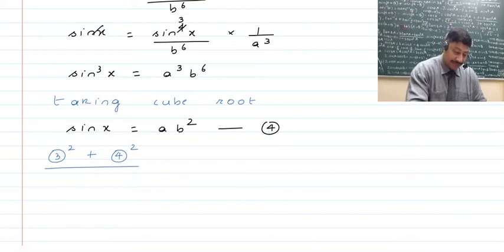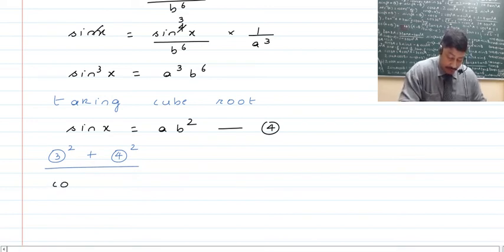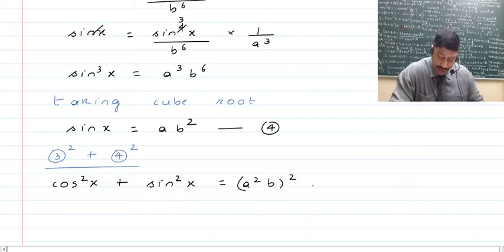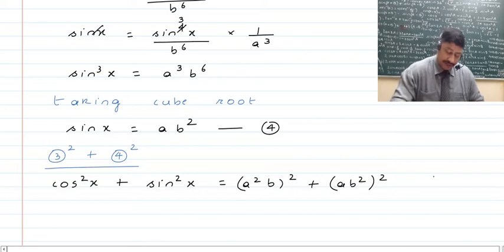Now when we do this step next, we have cos square x on the left hand side of the third equation plus sin square x on the left hand side of the fourth equation, which becomes equal to (a square b) whole square plus (a b square) whole square, as sin square x plus cos square x is equal to 1. So this value is what we replace on the left hand side, right? And thus our left hand side becomes free of any trigonometrical ratio.